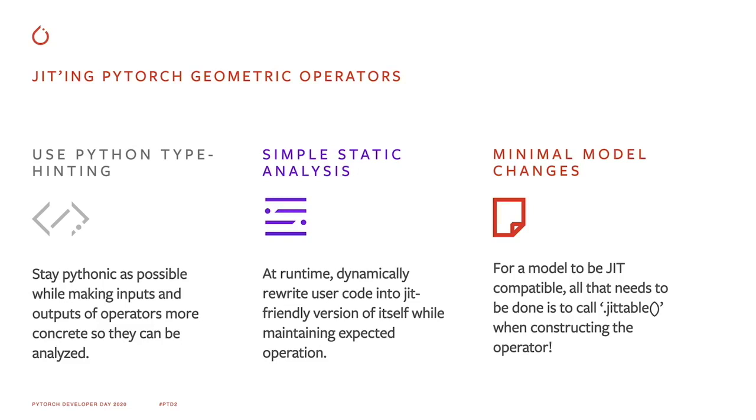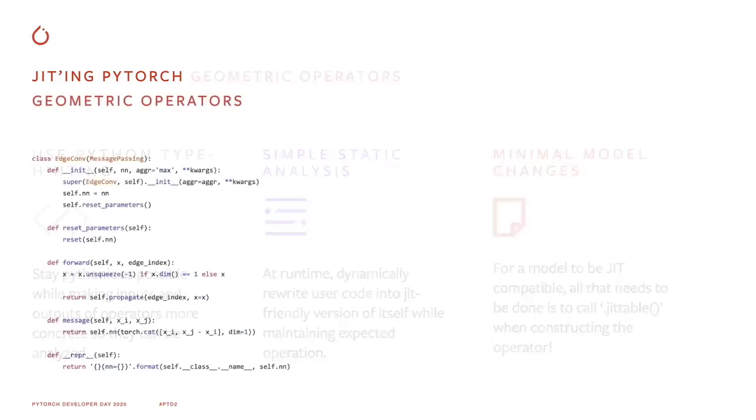And then we made sure that there are minimal code changes to the model in order to make it something that you can deploy through the JIT. In particular, once you have a convolutional operator ready to go, all you have to do is type .jitable, and that model can be interpreted by the PyTorch JIT.